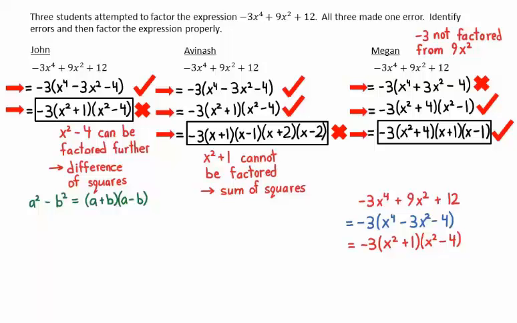The x squared minus 4 can then be further factored since it's a difference of squares. We can write the x squared minus 4 as x plus 2 times x minus 2.